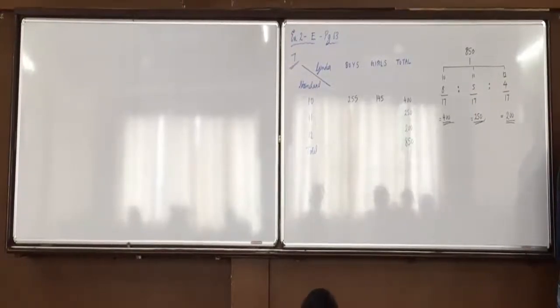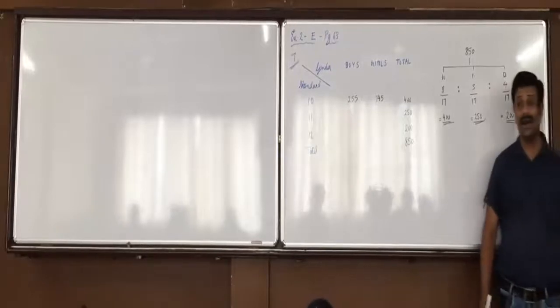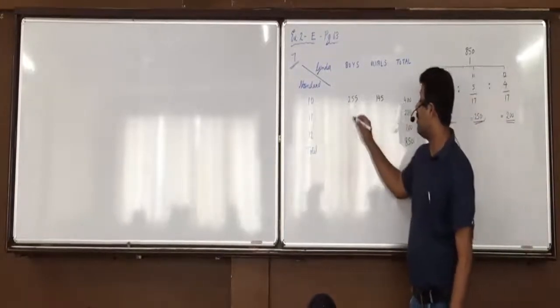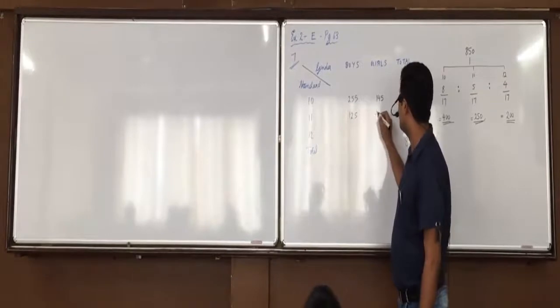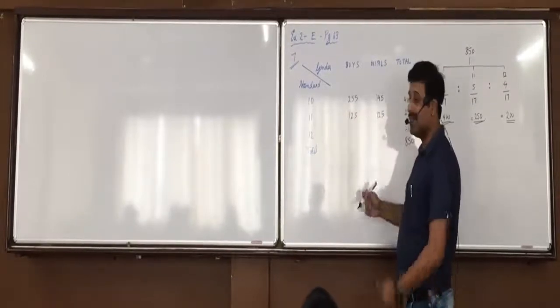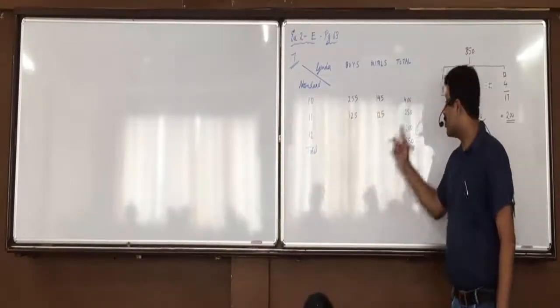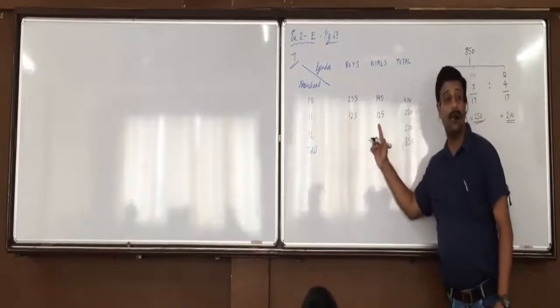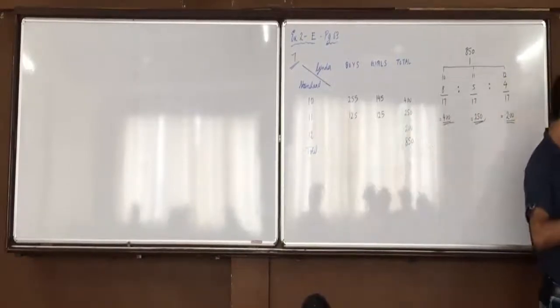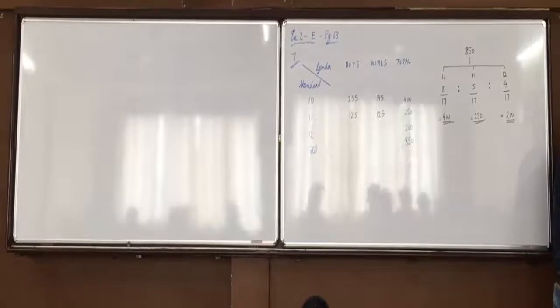Next. In standard 11, the number of boys and girls are equal. So 250 divided by 2, 125, 125. Equal means we will simply divide by 2. Any confusion in this? Now important is this next one.